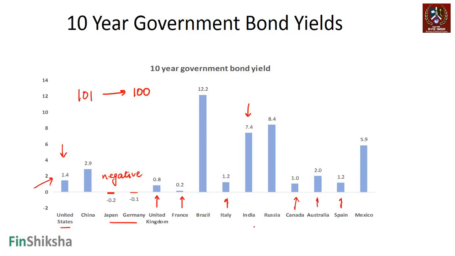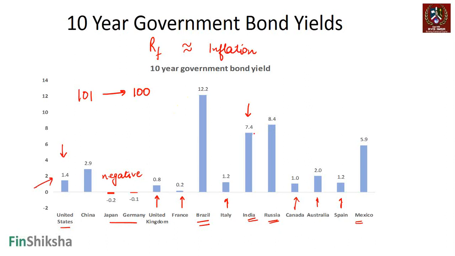Italy at 1.2. The ones which are higher are typically emerging markets. So you look at Brazil, you look at Russia, you look at India, you look at Mexico. These are all emerging countries that have higher risk-free rates, right? And why is the risk-free rate higher in these countries? Because it is, in a sense, proportionate to the inflation that you see in those countries.